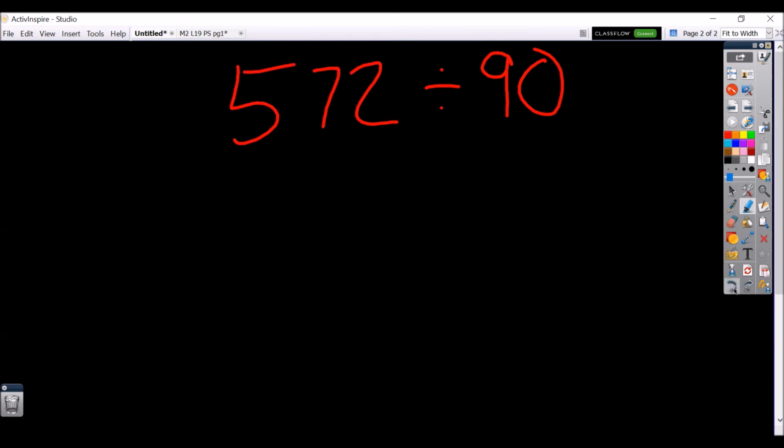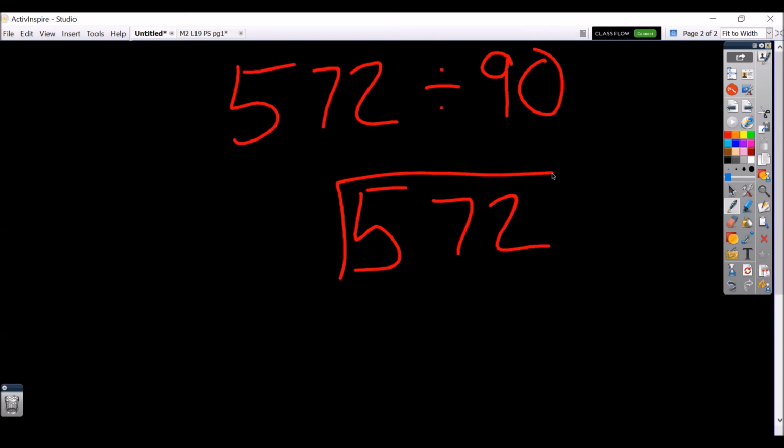What's the number we're starting with? Or what's the dividend? Yeah, 572 is our whole. And we're dividing that into 90 groups, or we want 90 inside of each group. Okay, so how do we start attacking it?